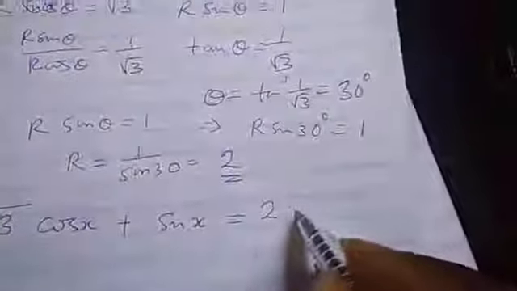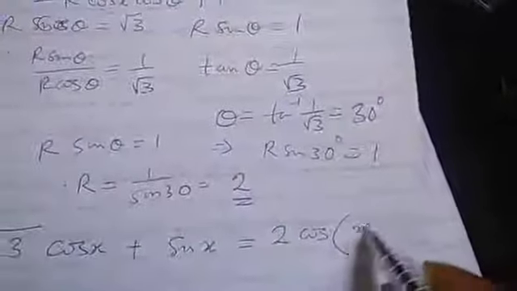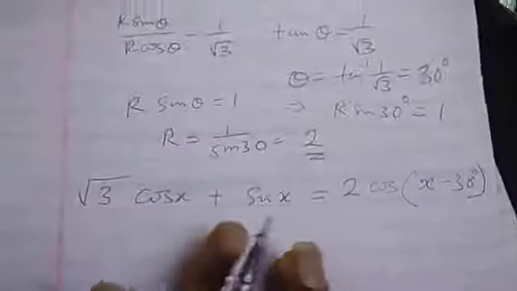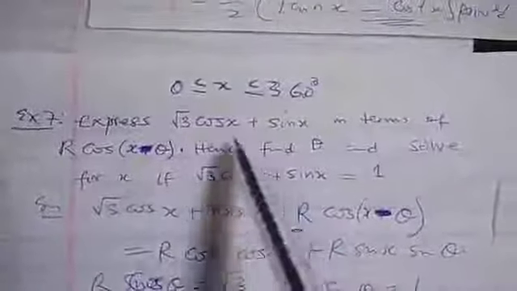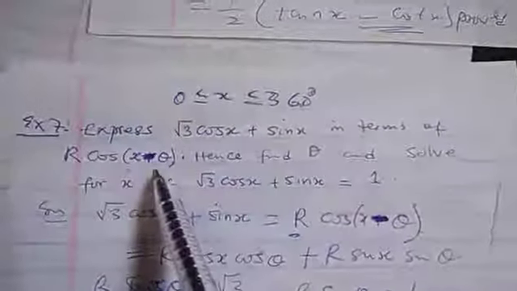So what we are now saying is that root 3 cos s plus sin s is equal to r cos s minus theta. That is 2 cos s minus 30 degrees. So we have done that.